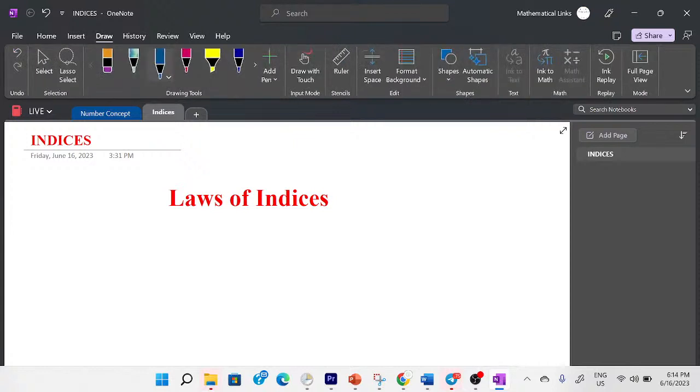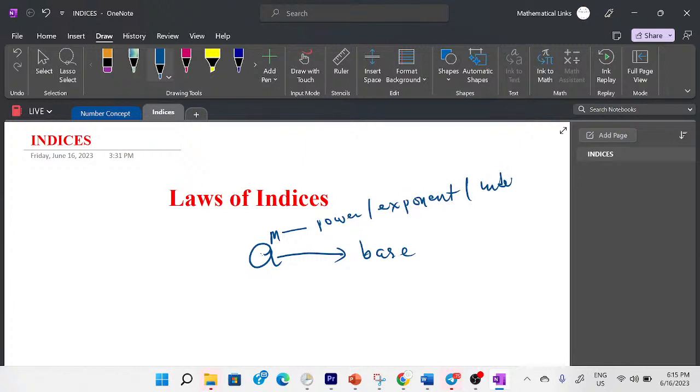Hello everyone, you're welcome to this lesson. In this lesson we'll be discussing laws of indices. You should already know index form. When you have a base and a power, take for example a to the power of m. The a here is referred to as the base and the power here is m, and you could call it exponent, and you could as well call it index. If you have something like this, then you have an index and the plural will be indices.